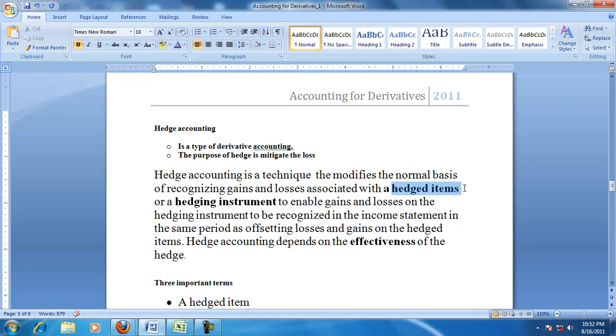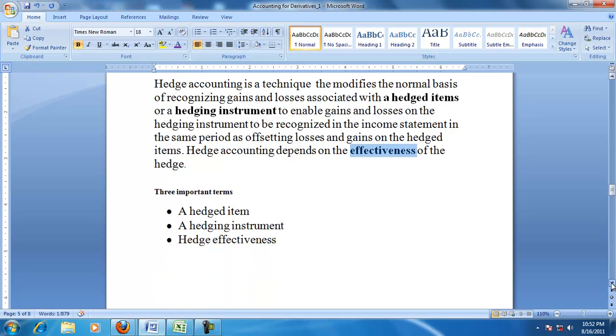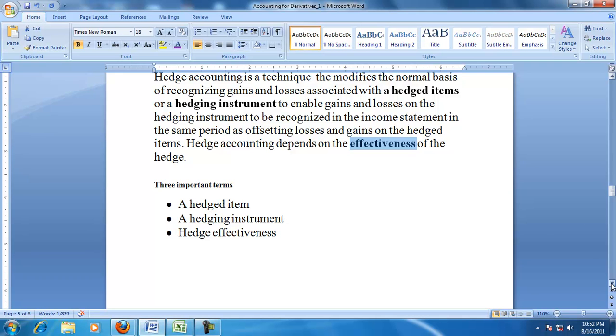That means since you wanted to reduce or manage the loss of the hedge item, you have entered into a hedging instrument or hedging contract. So the gains or losses arising from the hedging instrument are adjusted against the gains and the losses of the hedge item. But this treatment depends on the effectiveness of the hedge. So therefore, three important terms, as I mentioned, are hedge item, hedging instrument, and hedge effectiveness.